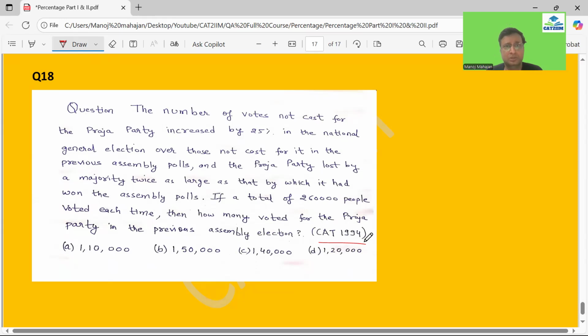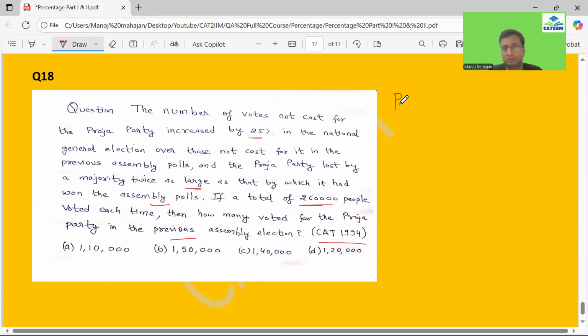So what is given to us: the number of votes not cast for Prajapati increased by 25% in the national general election over those not cast for it in the previous assembly polls. And what is also given to us: the Prajapati lost by a majority twice as large as that by which it had won the assembly polls. And every time, 2,60,000 people voted. So the question asks how many voted for the Prajapati in the previous one, right?